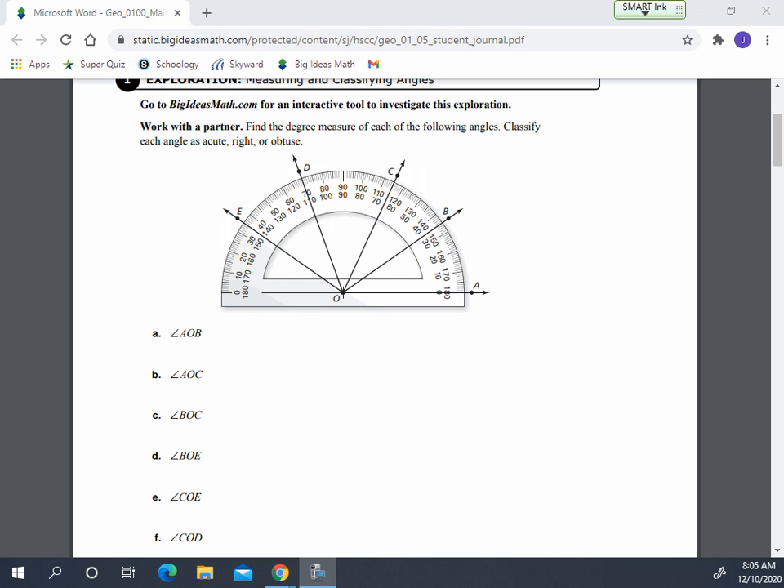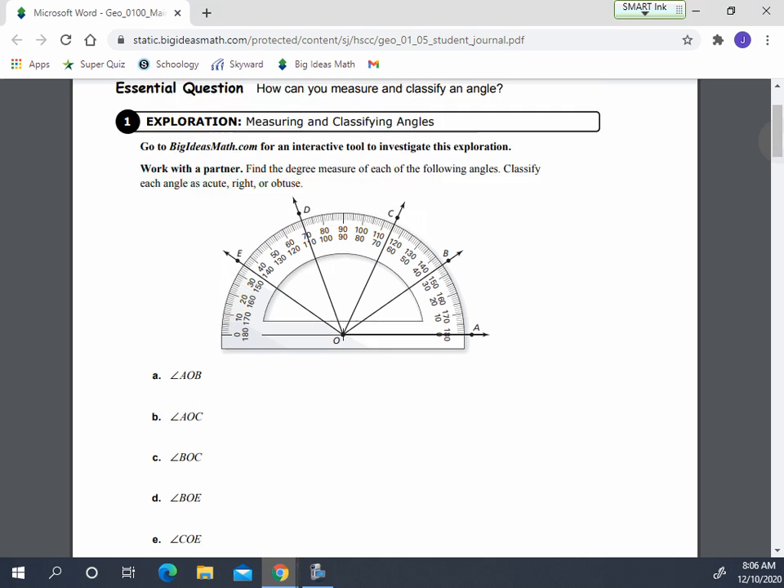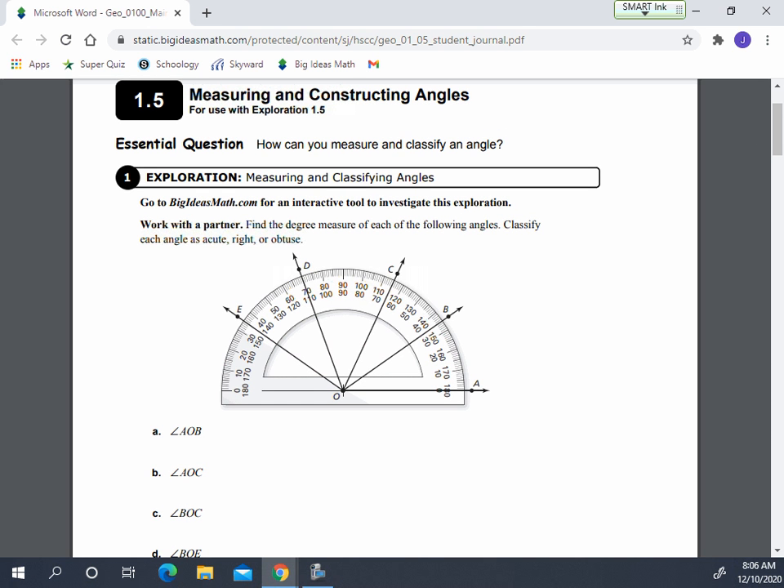Okay, this is video lesson 1.5. This is measuring and constructing angles. This is an important lesson because it's making you think, how do we name these angles, right? And it's very important that we name these angles correctly.